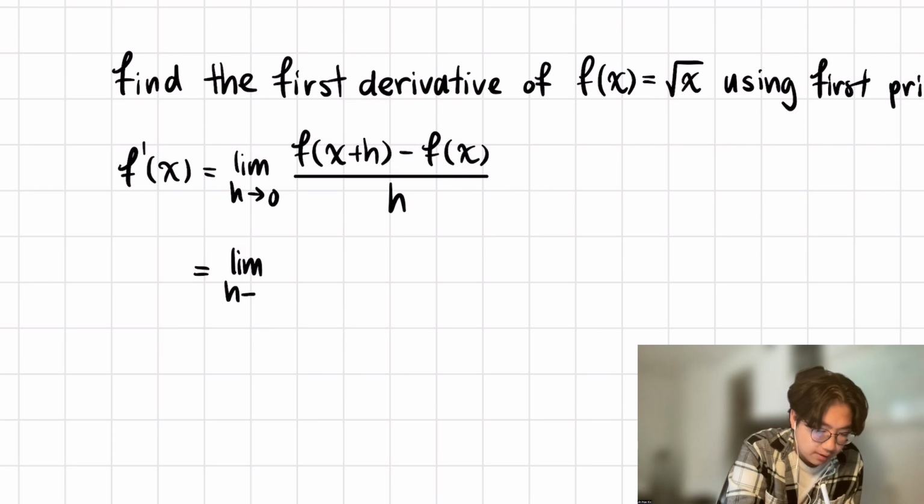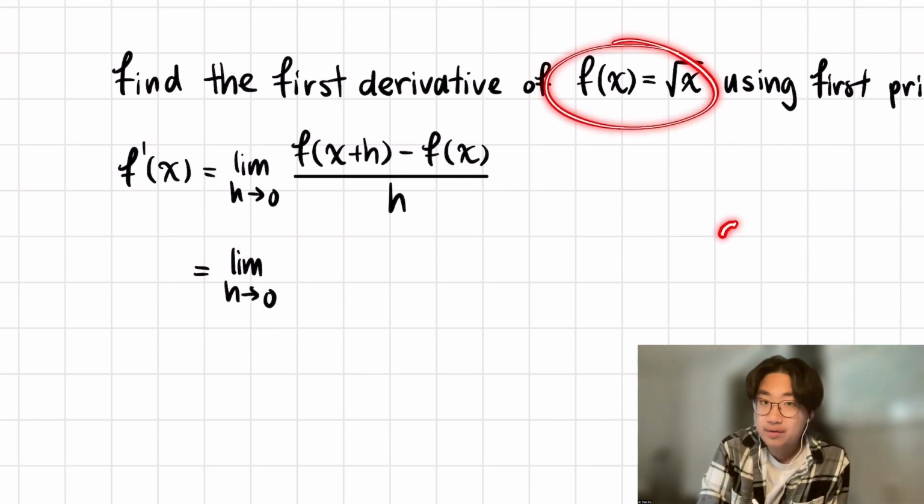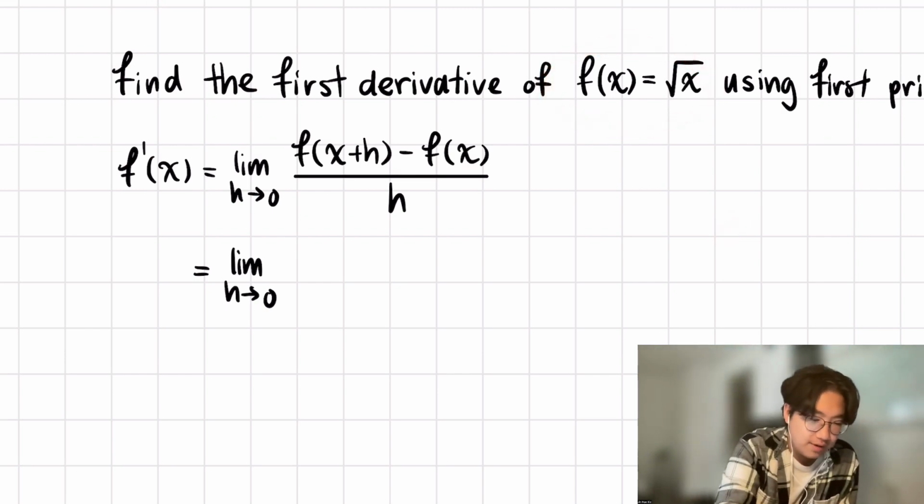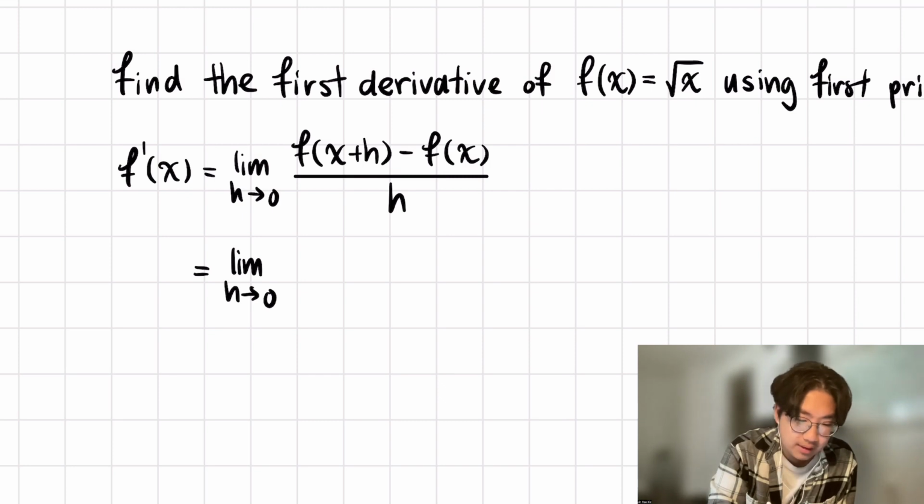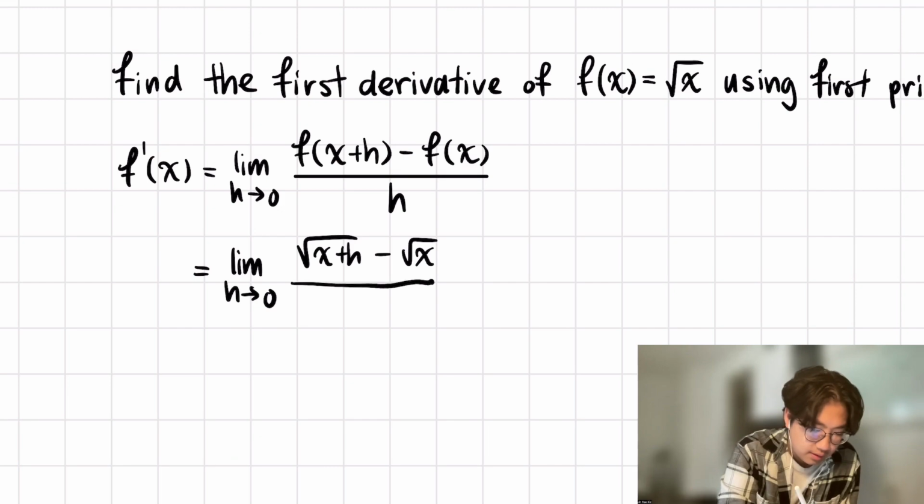So again, copying the limit notation down. So now we're just plugging in f of x is equal to the square root of x into this equation effectively. So f of x plus h just means we're plugging x plus h into here. So we have the square root of x plus h minus just the square root of x. This is all being divided by h.